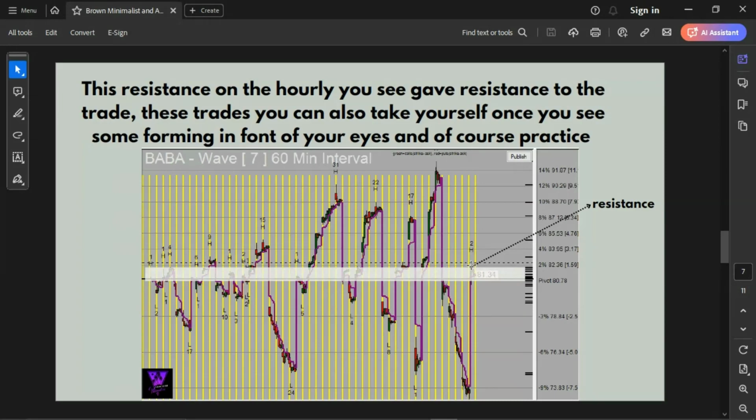One thing I would suggest is that I really want you to use the wave 10-15 minute and the wave 7-60 minute, because it works really good and you can make really good trades out of that.